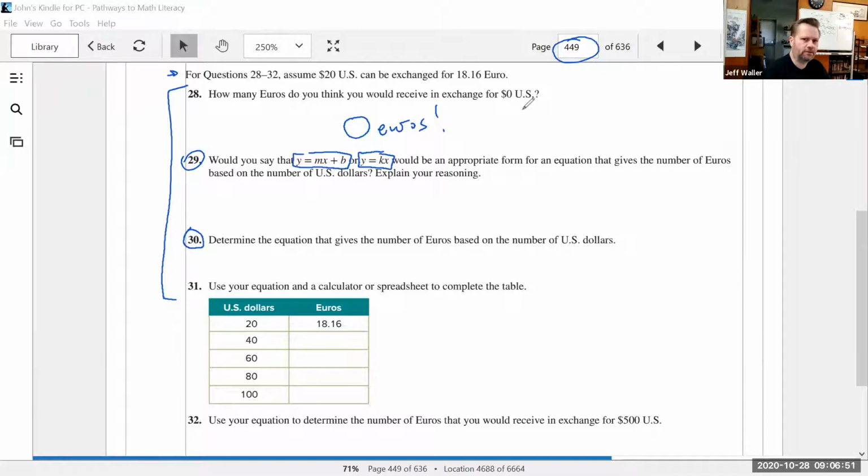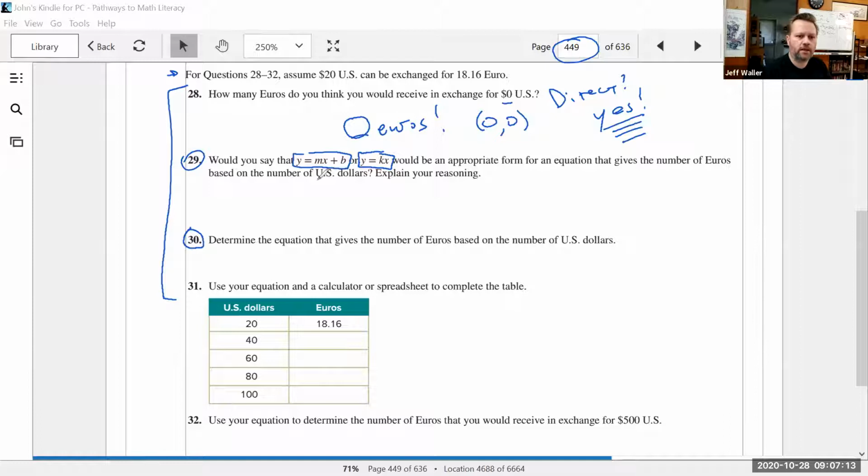Is this direct variation? Yes. Why? It's a constant rate. There's no plus. True. But more importantly, what point does it go through? It goes through 0, 0. Good. I like it. So that's direct variation.